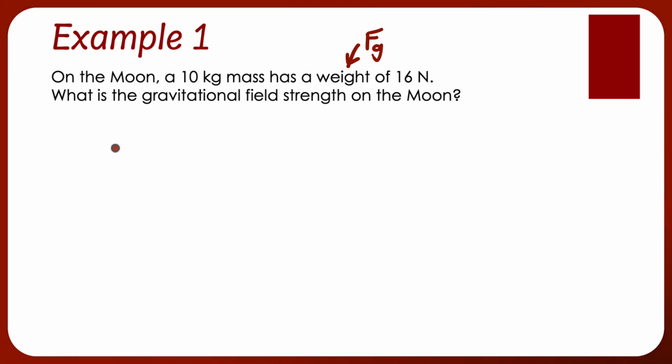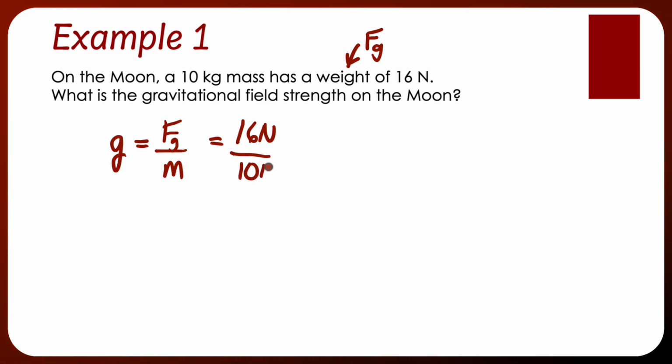And from the last slide I was just showing you, that means g. So I'm going to do the force due to gravity, weight, over its mass. 16 newtons over 10, 1.6 newtons per kilogram. Or I could have meters per second squared here. In either way, don't forget to check the units to make sure you're keeping straight whether you have a mass or a weight.